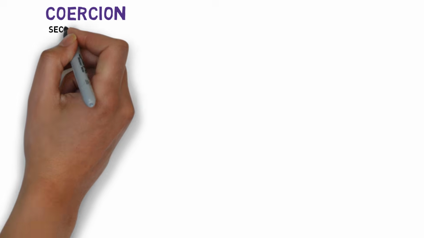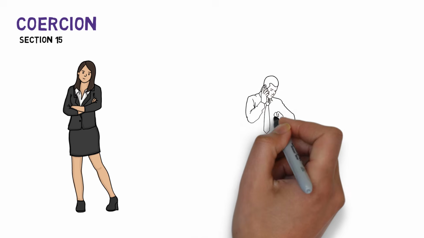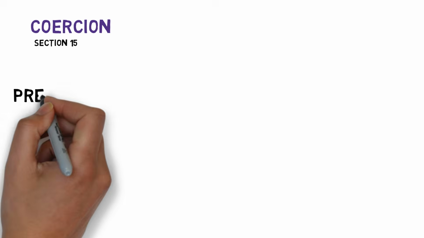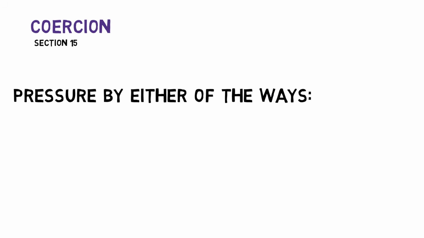First is coercion. Coercion is defined under section 15 of the Indian Contract Act. Coercion, in simple terms, means compelling someone to do something by using force or threats. According to section 15, consent is caused by coercion when the consent is obtained by putting pressure in either of the following ways. So according to section 15, pressure can be put on the parties by these 2 ways to obtain consent, and it would be considered coercion.